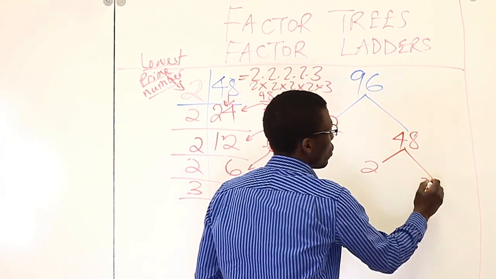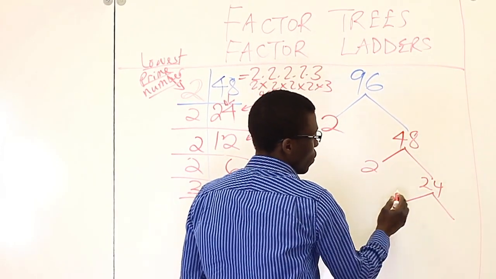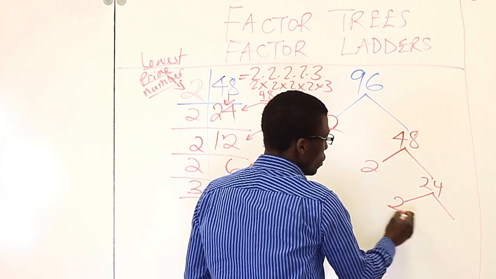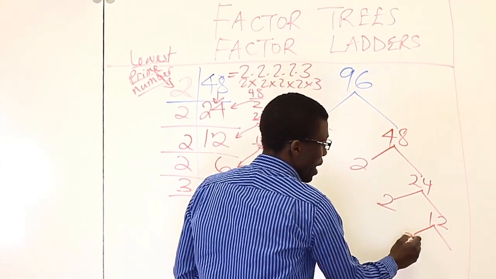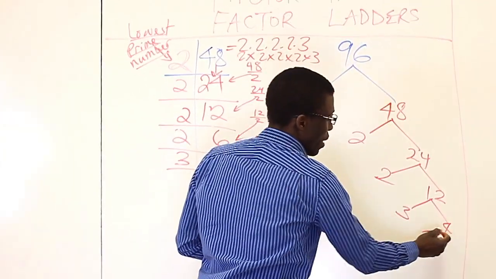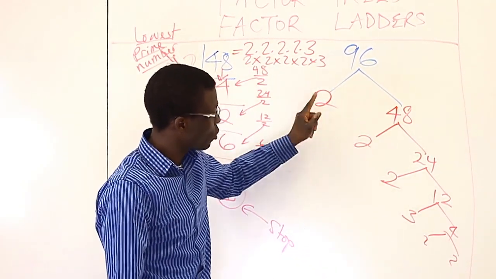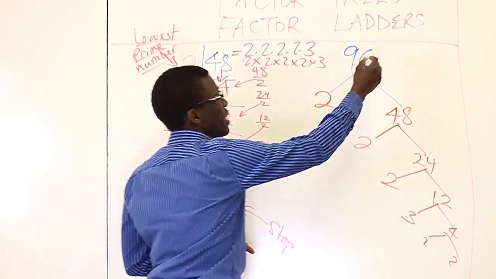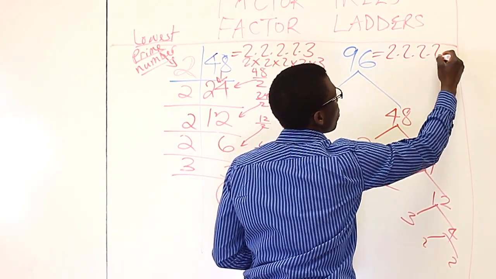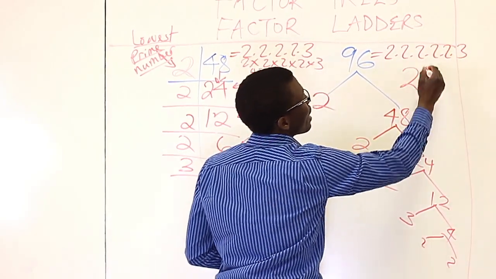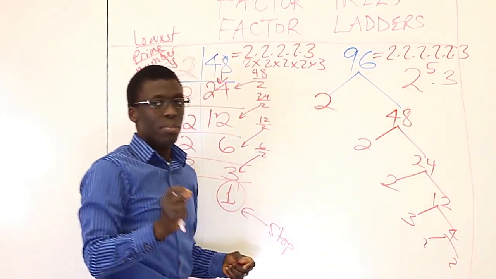And then you notice that at this point it's going to continue down this path. So we have 2 goes in there, we have 24. 2 goes in there, we have 2 and 12. Now I can be creative. I can do 3 and 4, and then I have 2 and 2. So you have 2 times 2 times 2 times 2 times 2 times 3. So 96 is 2 times 2 times 2 times 2 times 2 times 3. You can write that as 2 to the 5th power times 3.